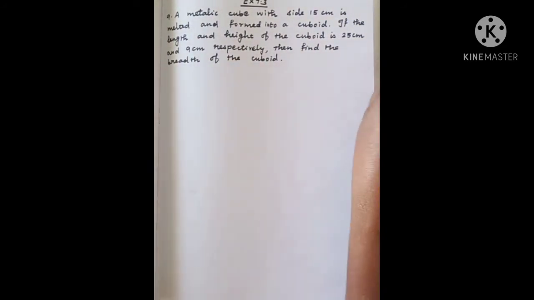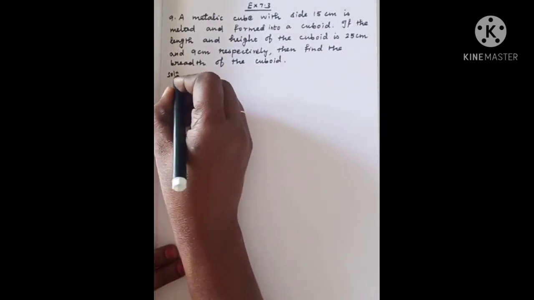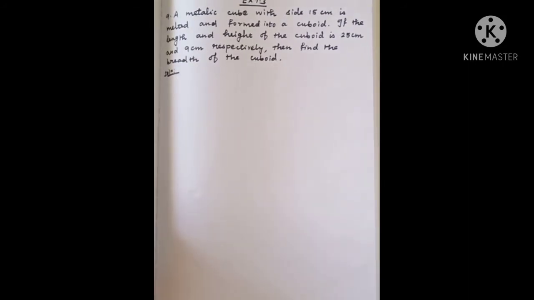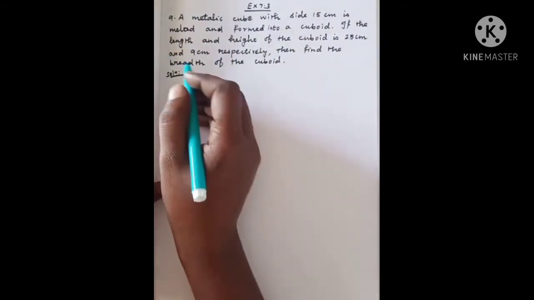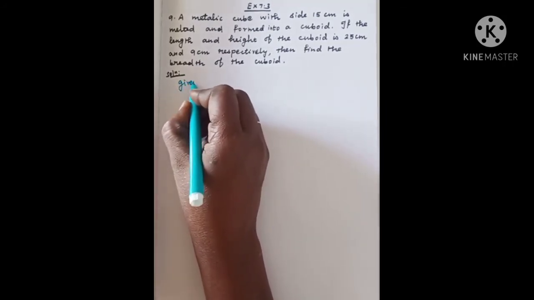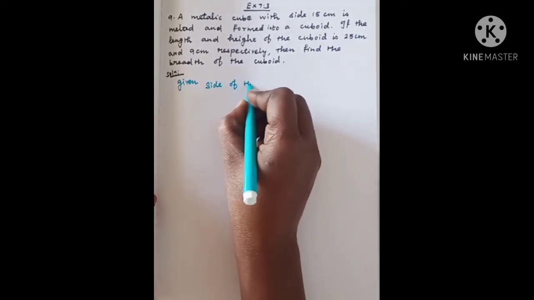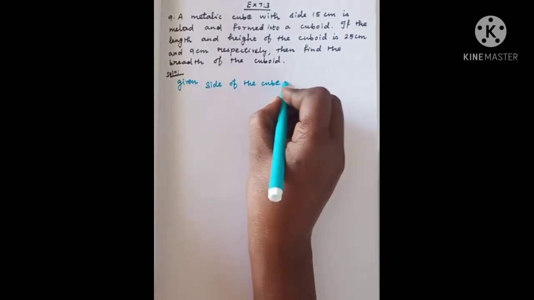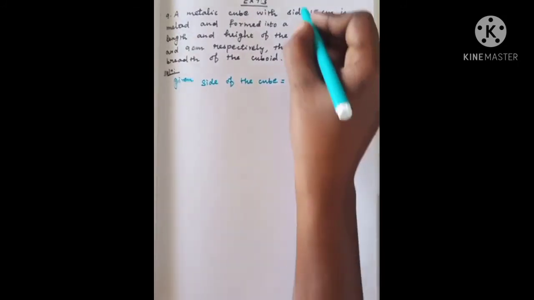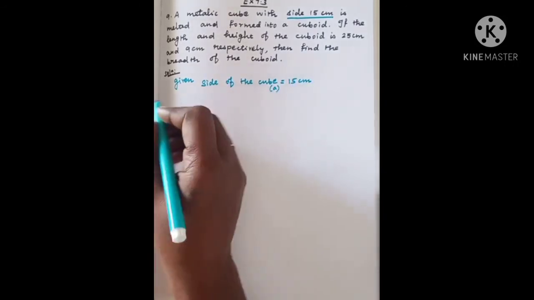So the solution is here. The side of the cube is equal to 15 centimeter. That is A. Side of the cube A is given as 15 centimeter.